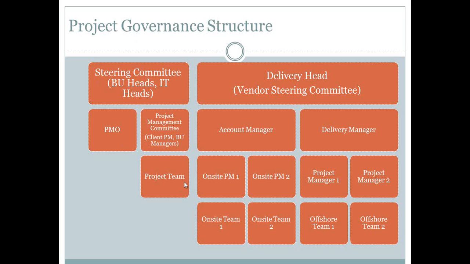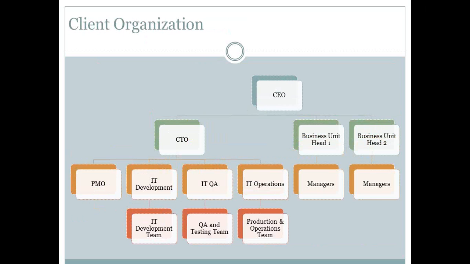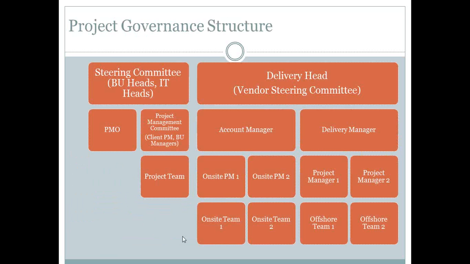And similarly, at the client side, you would have the project team, which constitutes the team from development, QA, ops, and as well as the SMEs from the business unit, right? Over and above them is a project management committee, which generally has the client project managers and the business unit managers who would take decisions on anything related to the project, right?